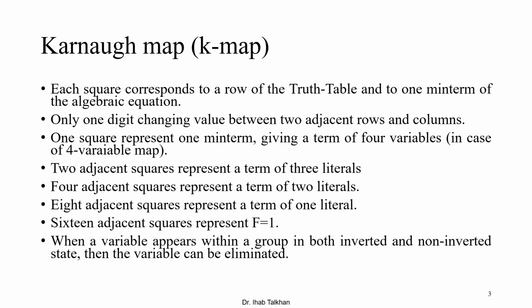The third rule: one square represents one minimum term, giving a term of 4 variables in the case of the 4 variable map. This means that each square represents the minimum term, which is a product term. If you have a 4 variable map, you will get 4 variables, whether in their true value or in their inverted value. Or if you have a 3 variable map, you will get 3 variables, and so on. So each square that you can write inside is a minimum term, which is a product term.